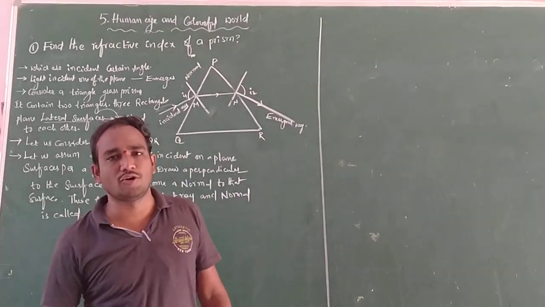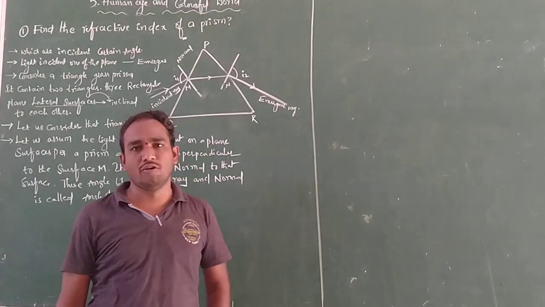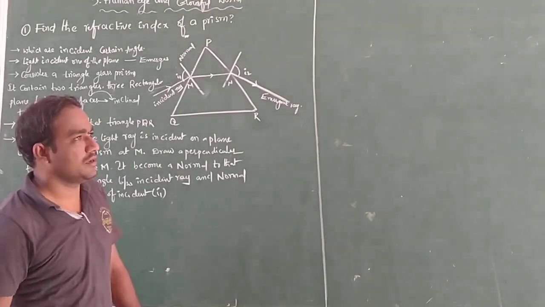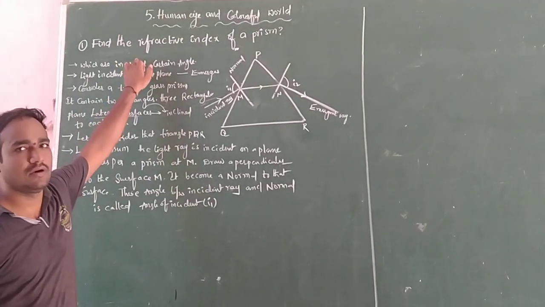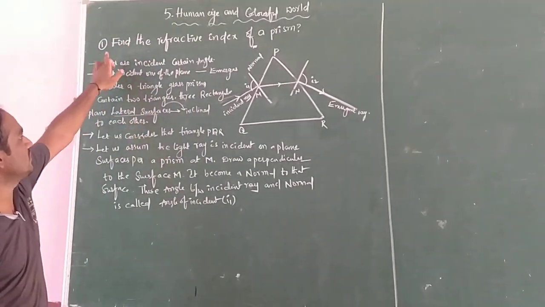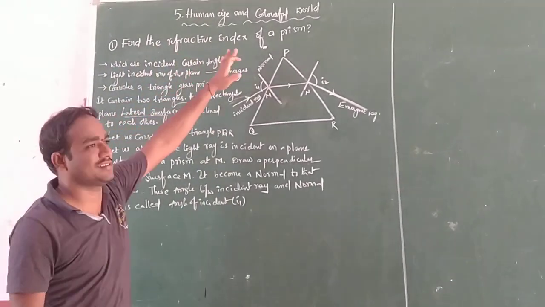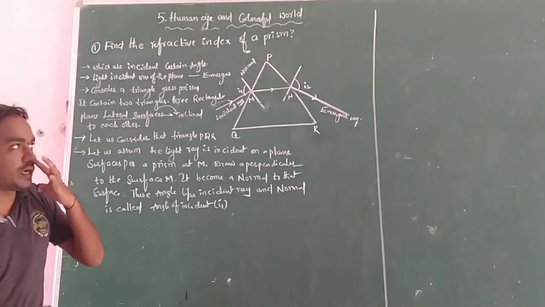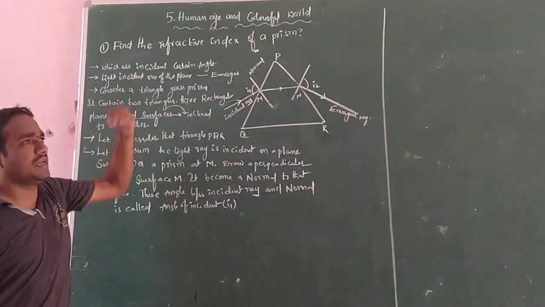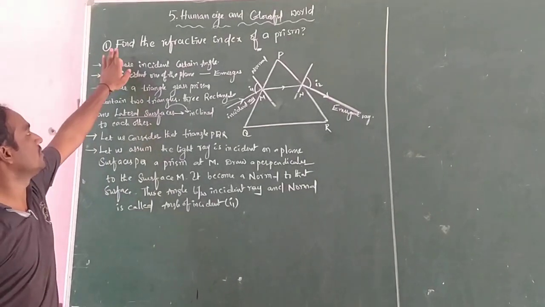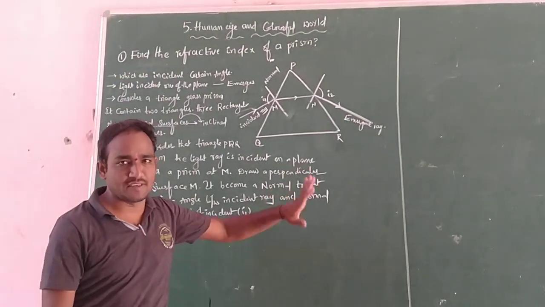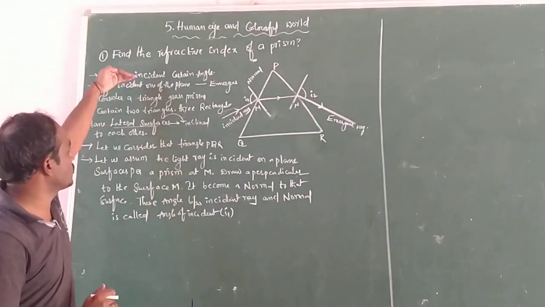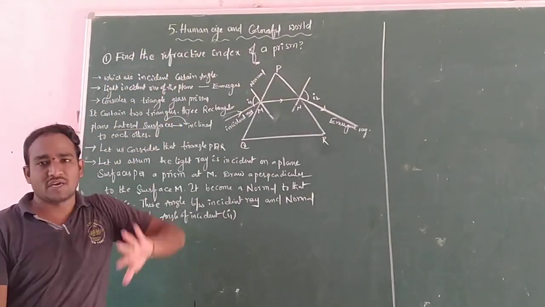Today we are discussing the human eye and the colorful world. In this chapter, a very important topic is finding the refractive index of the prism. Many exams ask the question to find the refractive index of the prism, and not only this question, but problems based on it also.